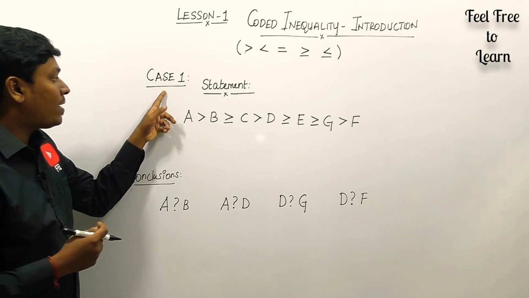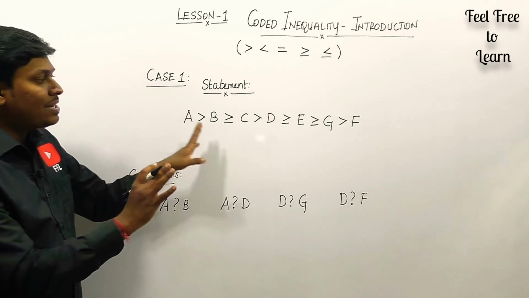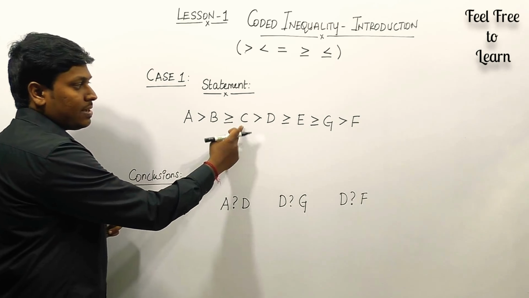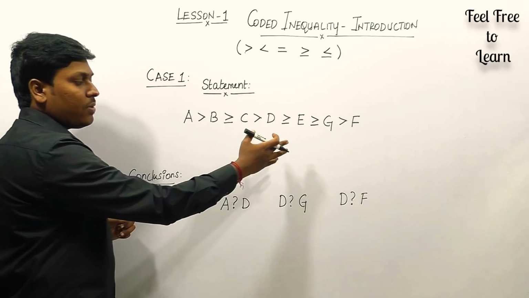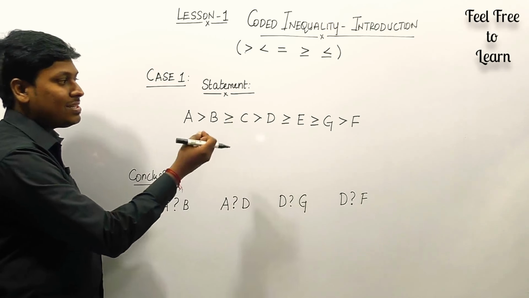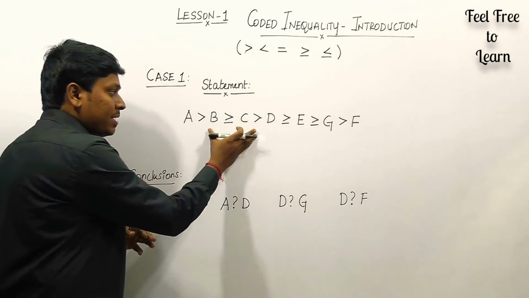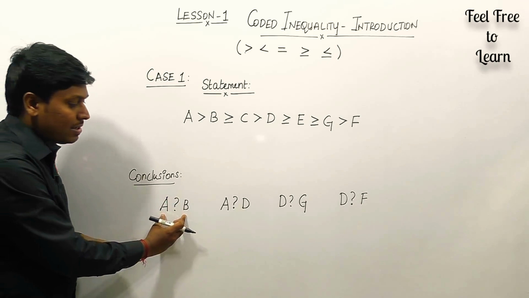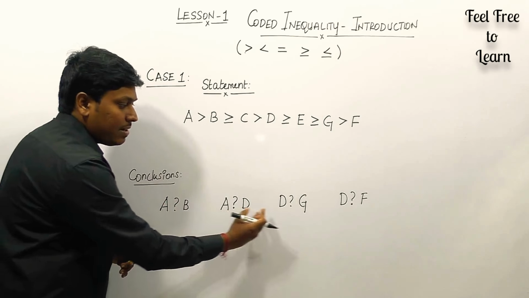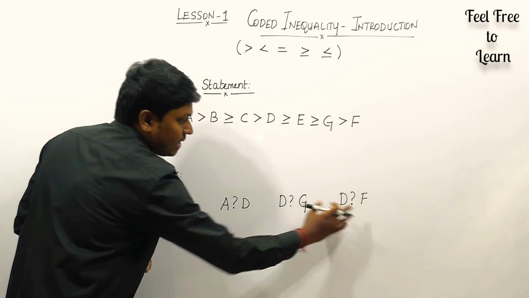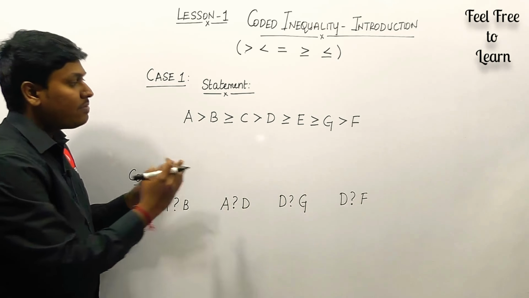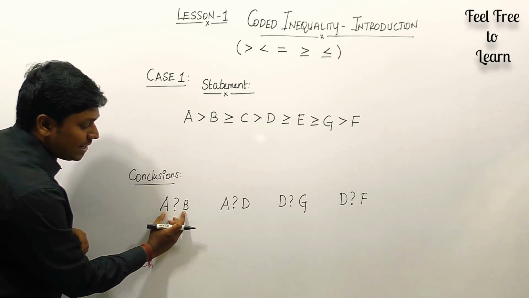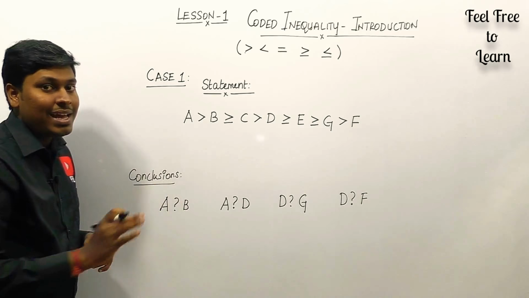So let me move on to case number 1. Assume that they have given a statement like this, that is A greater than B, B greater than or equal to C, C greater than D, D greater than or equal to E, E greater than or equal to G, and G greater than F. By using this statement, we need to conclude what is the relationship between A and B. Similarly, the second conclusion, A and D, D and G, and D and F. It will be so interesting. So let me learn the basics slowly, right? So friends, listen here. First conclusion. We need to say what is the relationship between A and B.